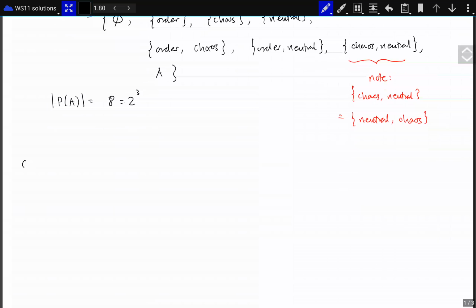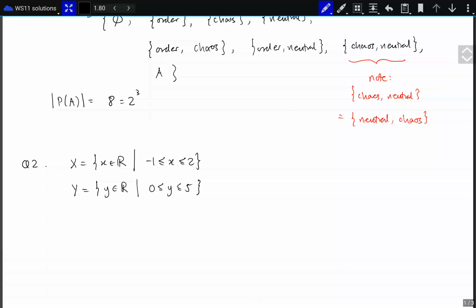So for question 2, we had that x is the set of real numbers such that -1 is smaller or equal to x, smaller or equal to 2, and y is equal to the set of real numbers such that 0 is smaller or equal to y, smaller or equal to 5. And here, notice that these are just dummy variables. This explanation refers to that x, and this explanation refers to that y.